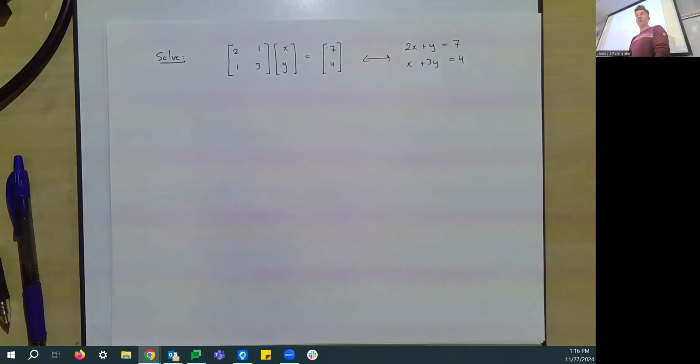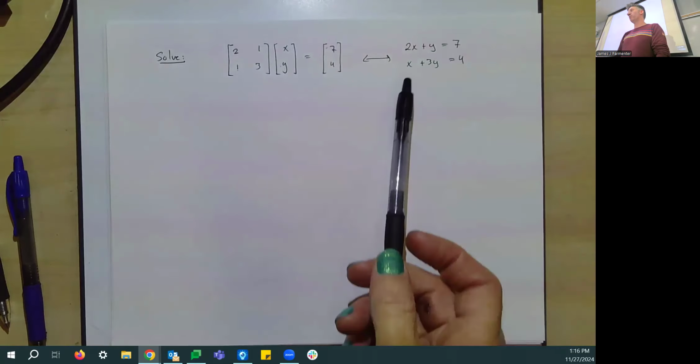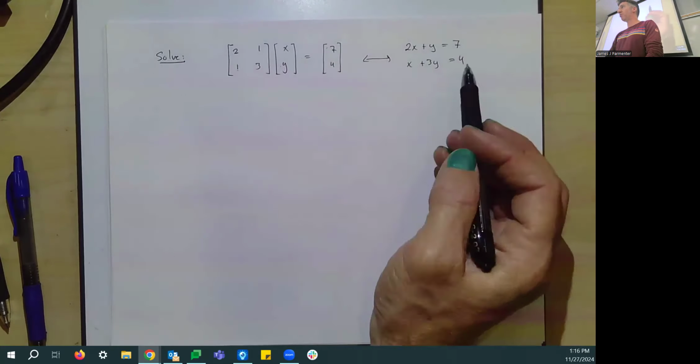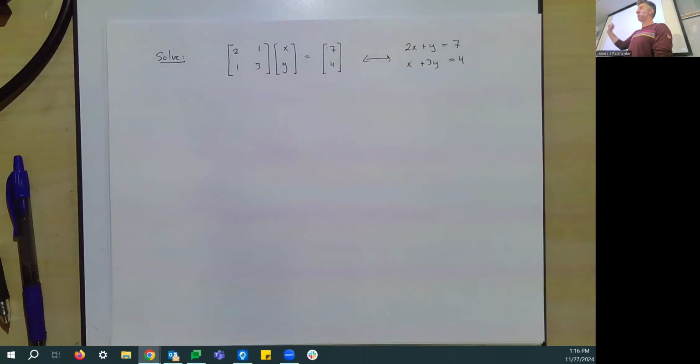These two things are equivalent to each other. And you certainly could solve this system of 2 equations and 2 unknowns relatively easily, right? You could take the second equation, multiply by -2, add the first one to it, cancel the x's, solve for y. Not that big a deal.